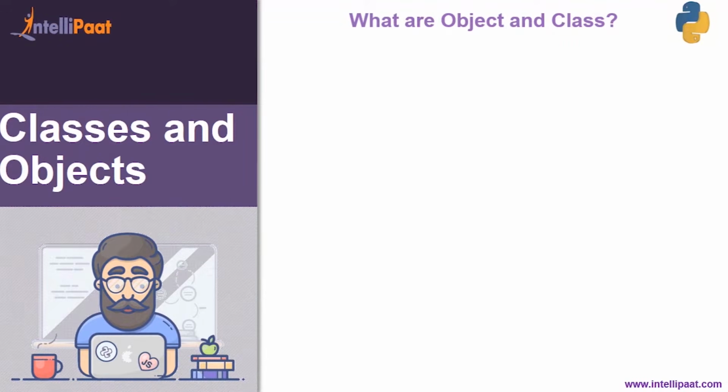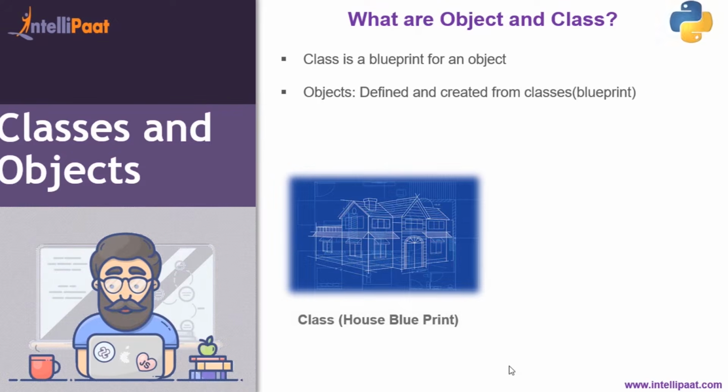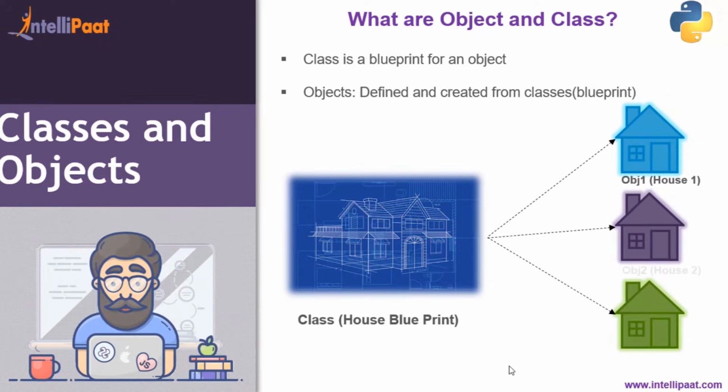Let's start with what are classes and objects. Class is a blueprint for an object and objects are created from the blueprint or the class. For example, on your screen you can see an actual blueprint of a house, right? Now this same blueprint can be used to create 3 different houses with 3 different interiors and 3 different families living in each of them, right?